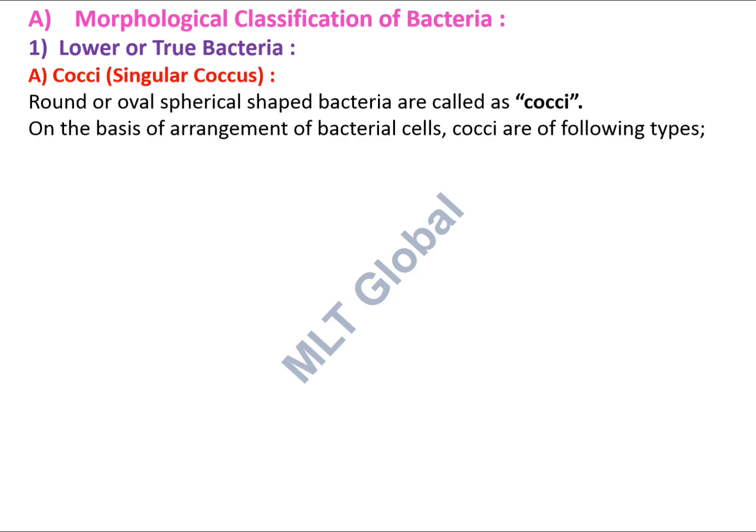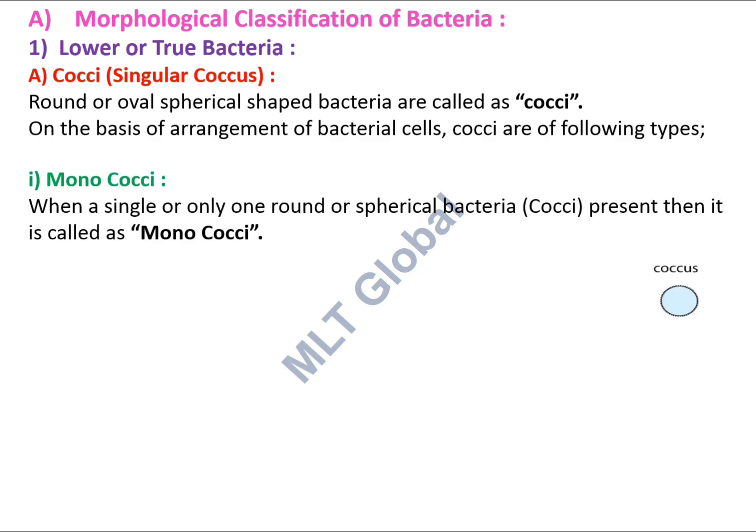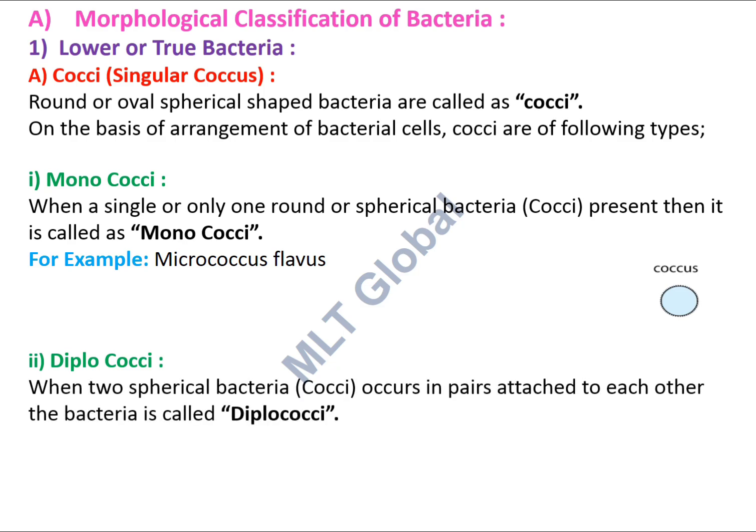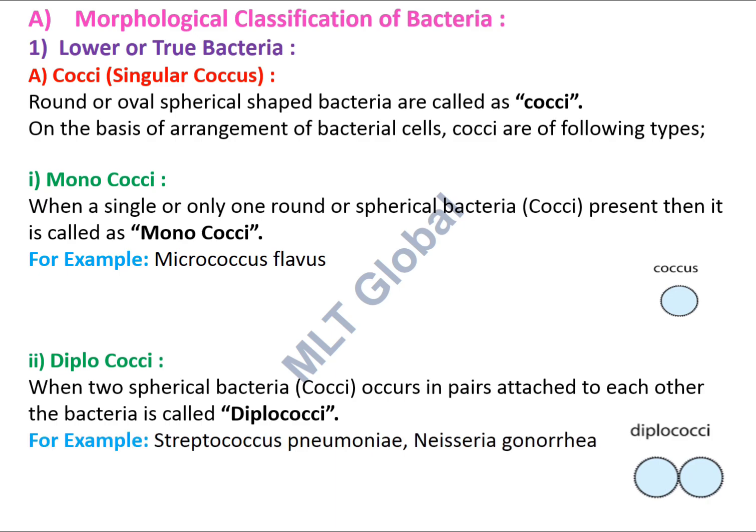On the basis of arrangement of bacterial cells, cocci are of following types. 1. Monococci. When a single or only one round or spherical bacteria, that is, cocci, present, then it is called as monococci. For example, Micrococcus flavus. 2. Diplococci. When two spherical bacteria, that is, cocci, occurs in pairs attached to each other, the bacteria is called diplococci. For example, Streptococcus pneumoniae, Neisseria gonorrhea.